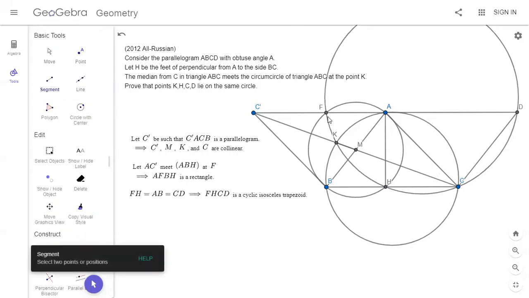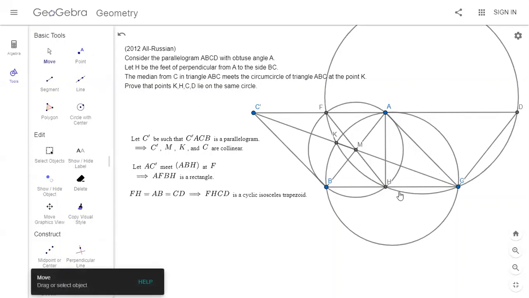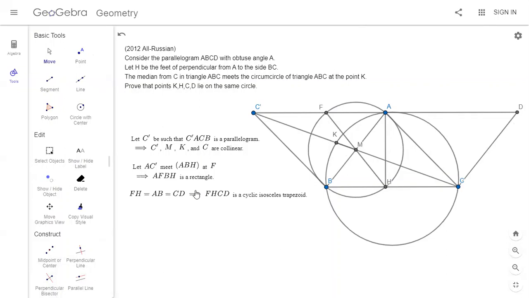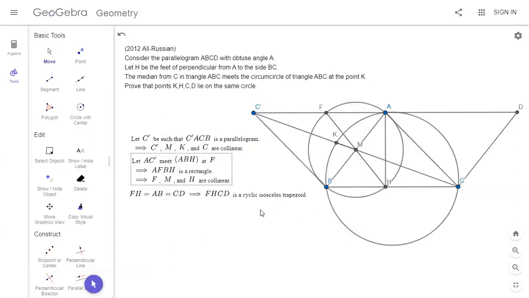Oh, so that shows that F, M, and H are collinear. But I mean, it's obvious that F, M, and H are collinear. No, it's obvious, but the radical axis of FKH and ABC must be KM. Yeah, so it's like power of a point. Okay, I see what you're saying. So this means AFBH is a rectangle, and that implies F, M, and H are collinear. Then we could just say FM times MH is BM times MA is KM times MC, and that solves it. So we don't even need this line.